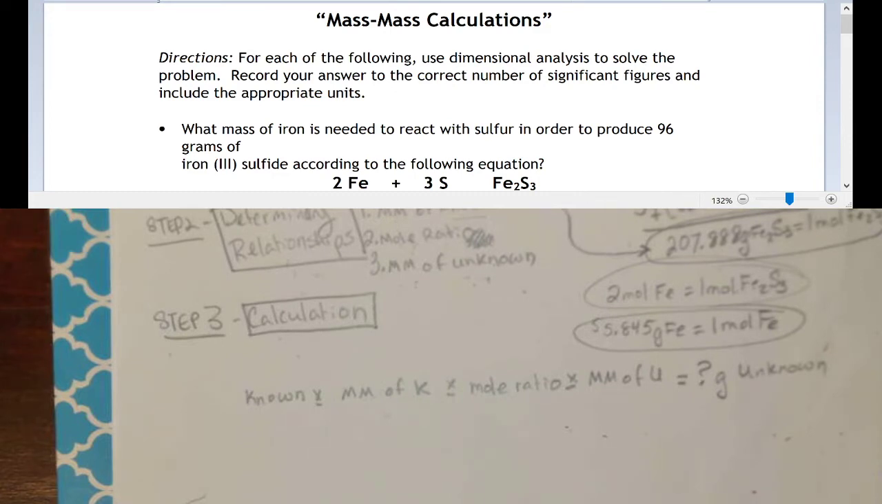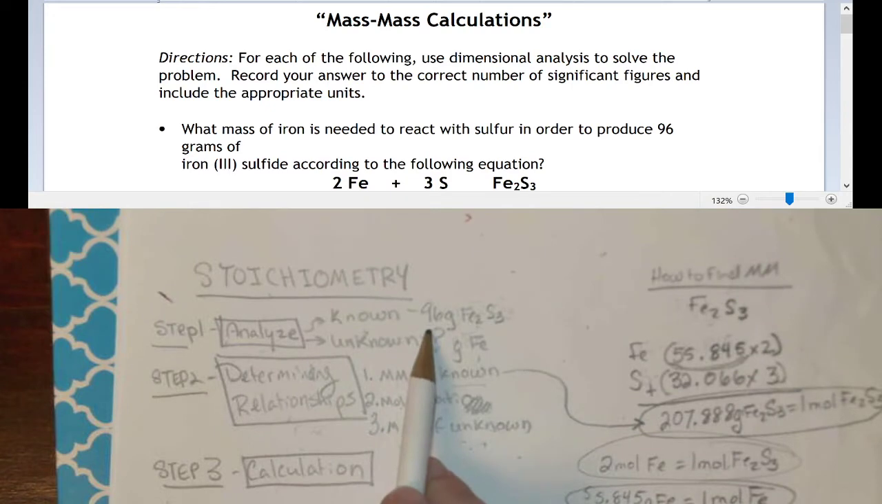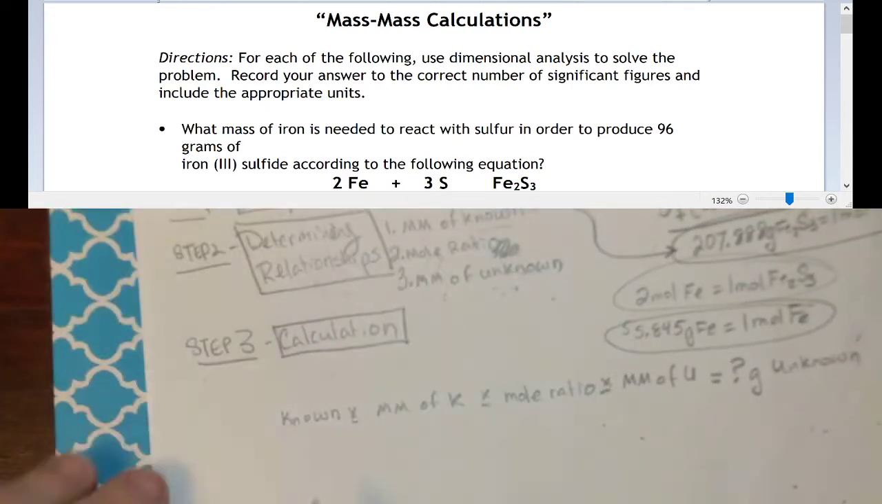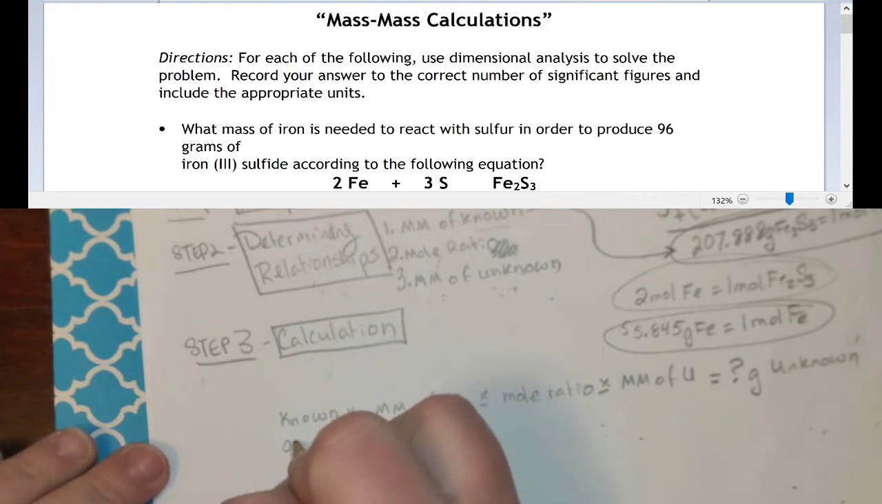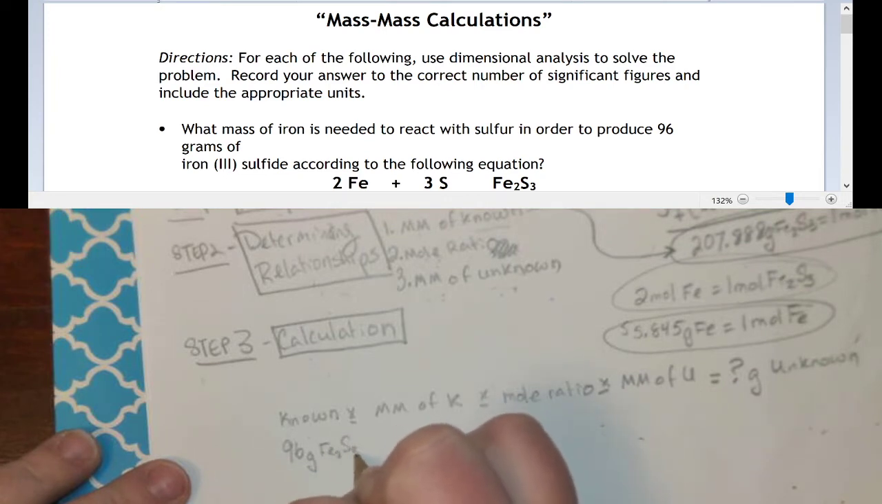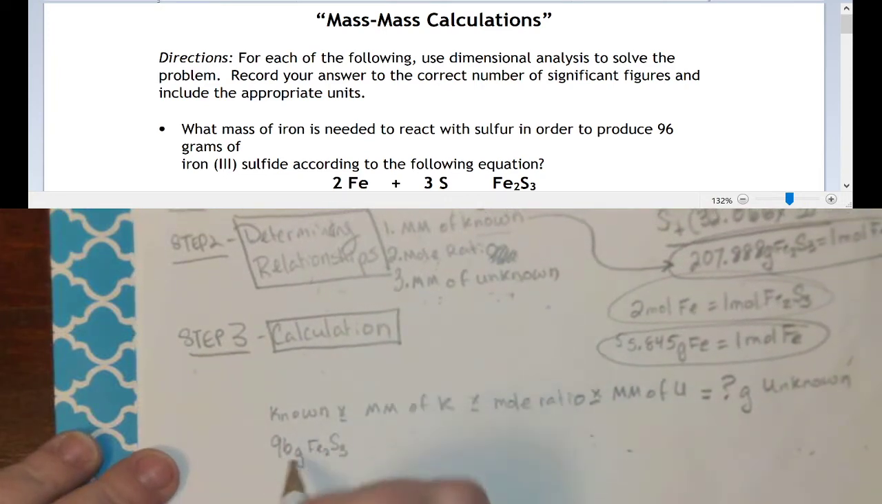So let's go ahead and start plugging this in. Your known value comes from your question. So we're going to use the 96 grams Fe2S3. We shouldn't use this number again, so we shouldn't have to refer back to it at any point after this. Now note, generally you can leave it like this, but I want to turn it into a fraction just because it makes my multiplying fractions later easier.